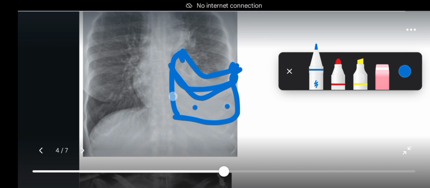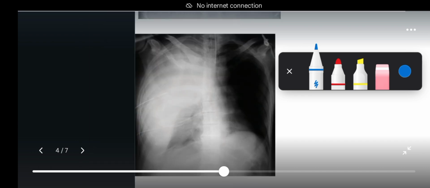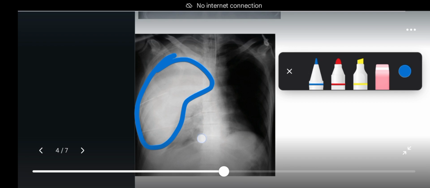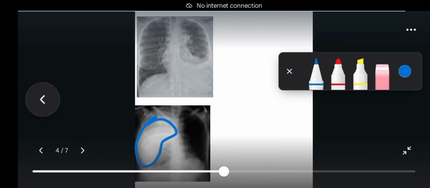Then there is no air bronchogram. You can't see any air bronchogram. Then you cannot visualize the hemidiaphragm of the affected side. Then the costophrenic angle also is lost, unlike this one that is acute and normal. In this case, we'll see the homogeneous opacity. Then we cannot visualize the costophrenic angle. The diaphragm is not clear.